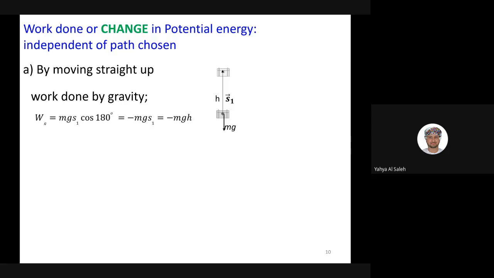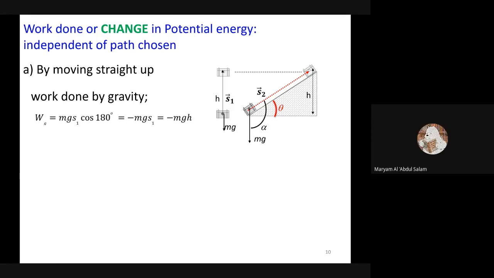Any objections? Okay. Now I am going to take the same bag up the same height, but on an inclined surface, moving a longer distance. What is the work going to be? Same, different, less, more? The same, mgh.